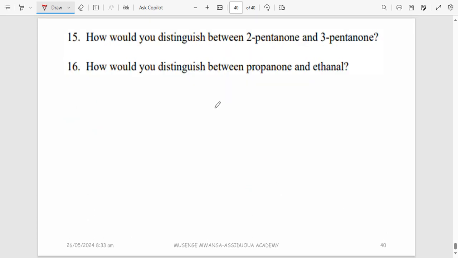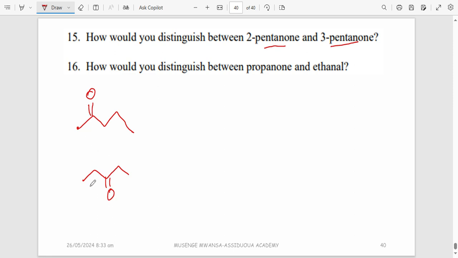How would you distinguish between 2-pentanone and 3-pentanone? This also came in test 2. Okay, 2-pentanone. These are what? So pentanone, 5 carbons, 1, 2, 3, 4, 5. 2-pentanone is like that. And then 1, 2, 3, 4, 5. See, the 3-pentanone is like this.